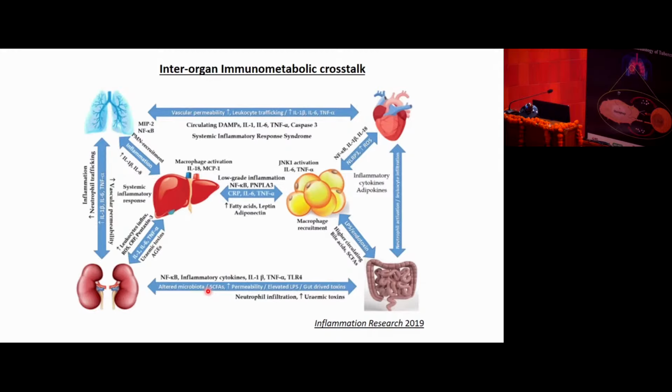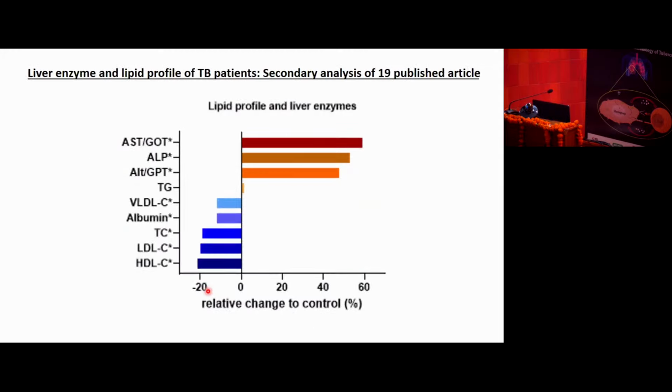So what we did was we used this conventional animal model. Another thing, just to justify why we should study liver: I went through the literature and looked at TB patients' lipid profiles and liver profiles, and I found that, out of 19 articles, most of the liver enzymes in the blood are elevated in TB patients.